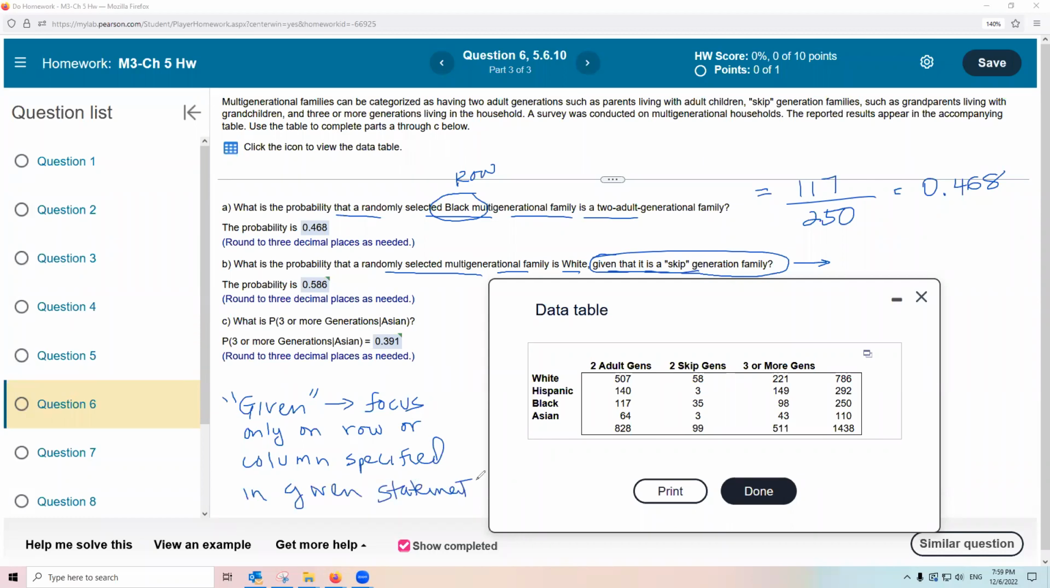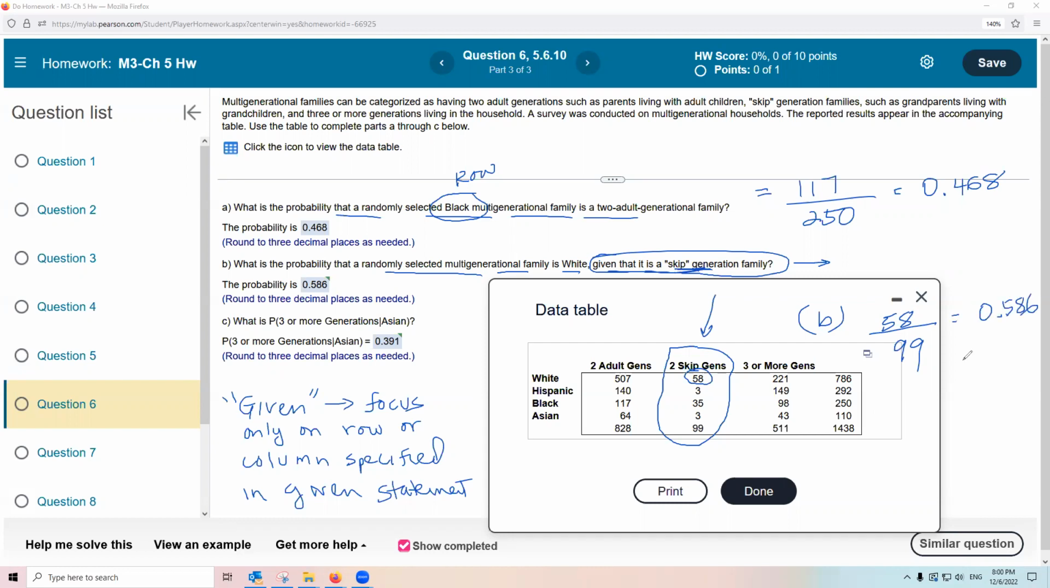So notice they said skip generation family is what we're interested in. Well, that means restrict yourself to only this column. We're only going to be looking at this column. And they want to know, what's the probability that a family is white? Well, here are the white families, 58. So the answer to part B is going to be 58 over the column total of 99. And if you work this out on your calculator, you get 0.586.